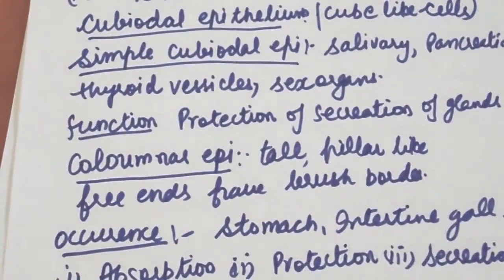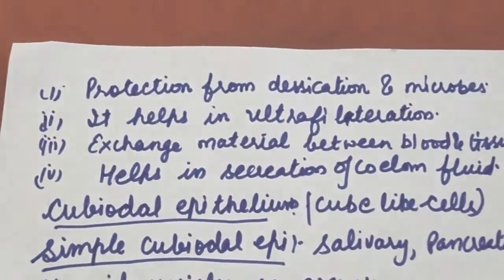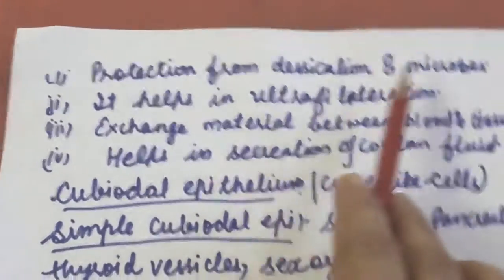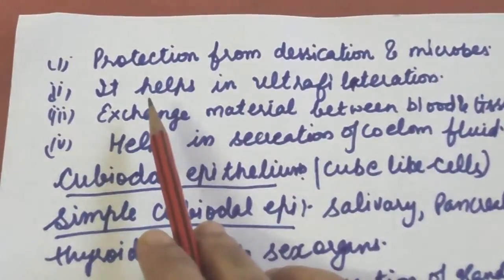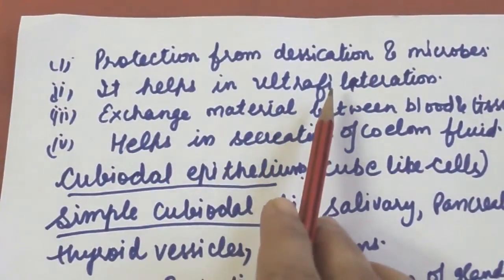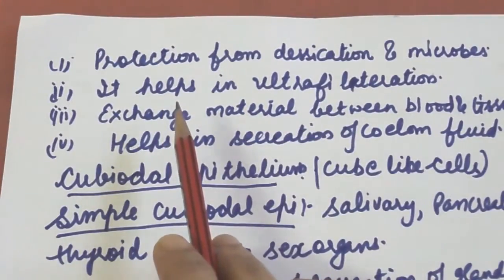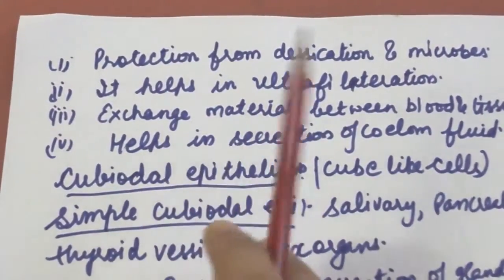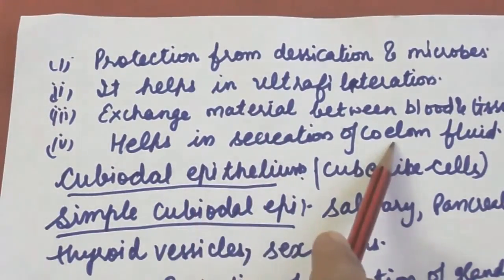Now, what are the functions of the squamous epithelial tissues? Squamous epithelial tissues protect the underlying parts from desiccation as well as from the microbes. Being a part of Bowman capsule, it helps in the ultrafiltration of urine, and it also helps in the exchange of materials between the blood and the tissues. In lung alveoli, it helps in exchange of gases, and it helps in secretion of coelomic fluid.